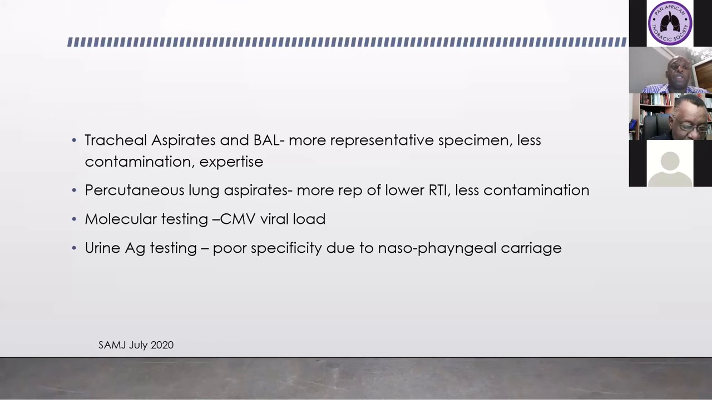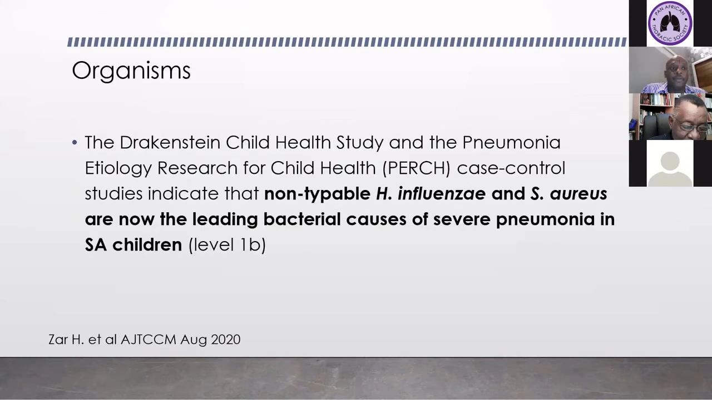If you're going to do a tracheal aspirate, you have to be careful that you don't injure the trachea. If you suspect CMV, you can do a CMV viral load, and urine antigen testing has poor specificity due to nasopharyngeal carriage in children.